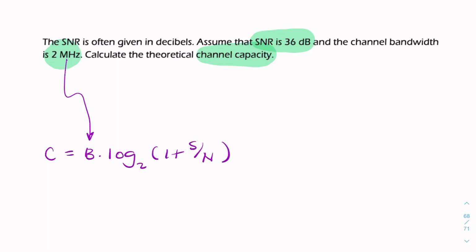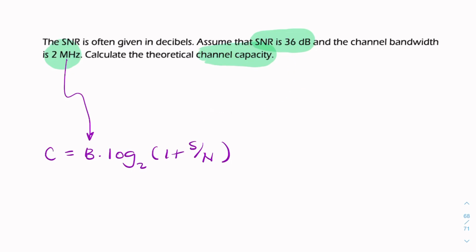The problem is that this 36 decibels is not the signal to noise ratio. And the reason is because of the unit. So that's a decibel, it's not a ratio. So we need to convert it to a ratio.